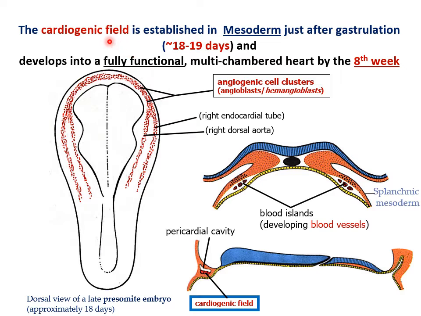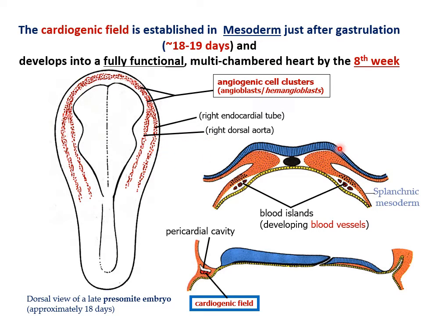The embryonic cardiogenic field is established by mesoderm just after gastrulation. And this is developed into a fully functioning multi-chambered heart by the 8th week of gestation. It is composed mainly of angiogenic cell clusters, or angioblasts or hemangioblasts, we are calling that. And those are being differentiated into both right and left endocardial tubes and the dorsal aorta. We shall talk about this later.